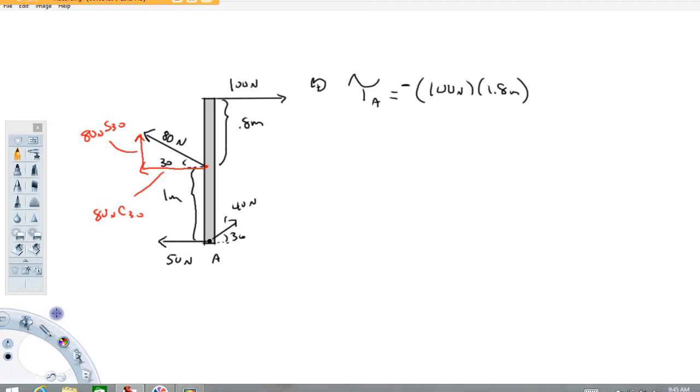So when we calculate the torque, this component, the 80 cosine 30, is perpendicular to the 1 meter. And that is producing counterclockwise torque. So I'm going to put plus 80 newtons times the cosine of 30 degrees, my little shorthand for cosine 30 times 1 meter.